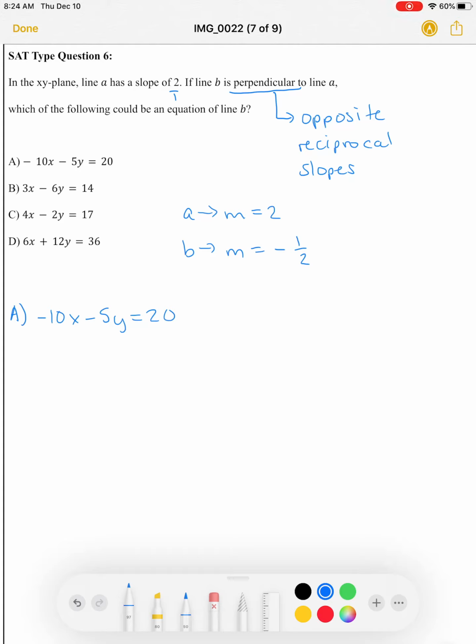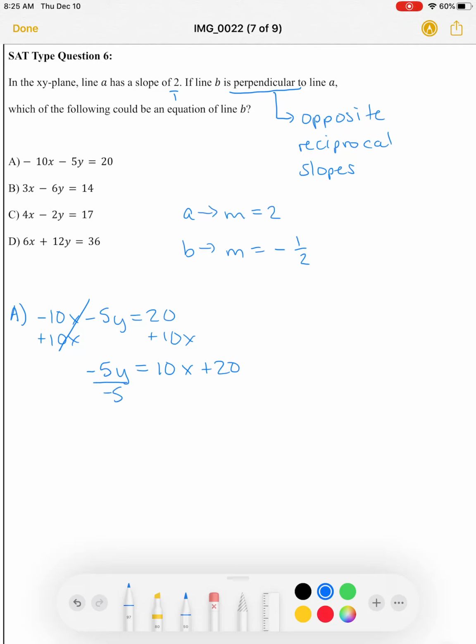To put this in slope-intercept form, first we would add 10x to both sides. The 10x's would cancel on the left, leaving us with negative 5y equals 10x plus 20. Remember, 20 plus 10x are not like terms, so they cannot be combined, and we want the term with our input x to come first.